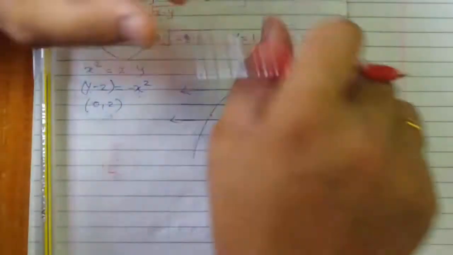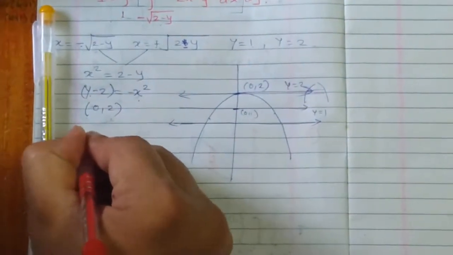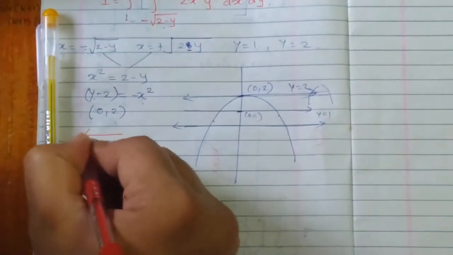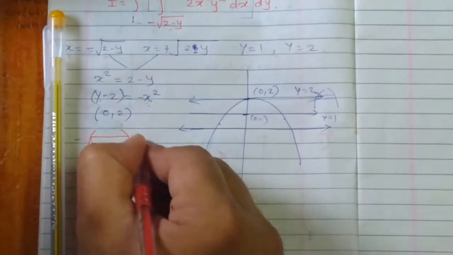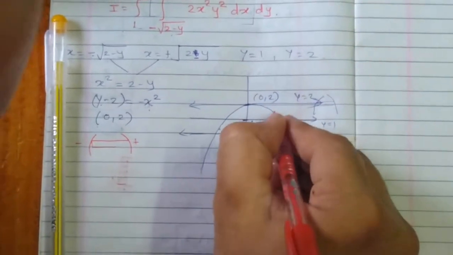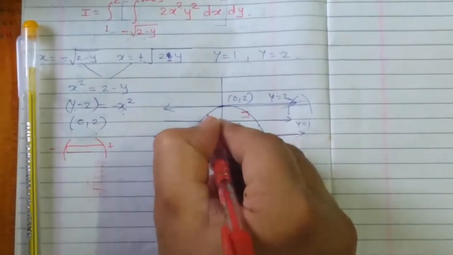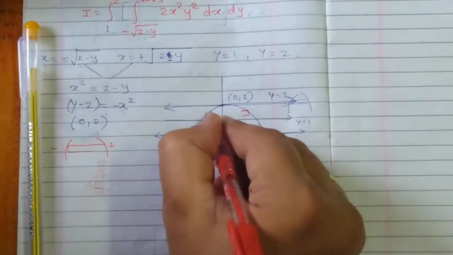And your strip is this way. On the left side of the strip there is a negative square root. On the right hand side it should be a positive square root. So here it is positive, and to the left side it is negative.